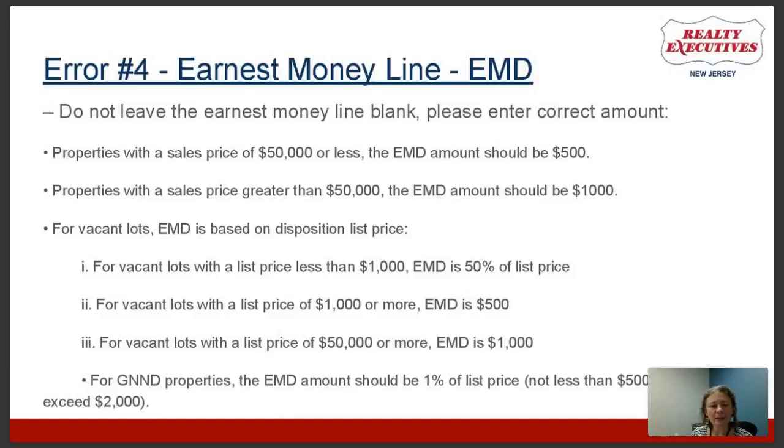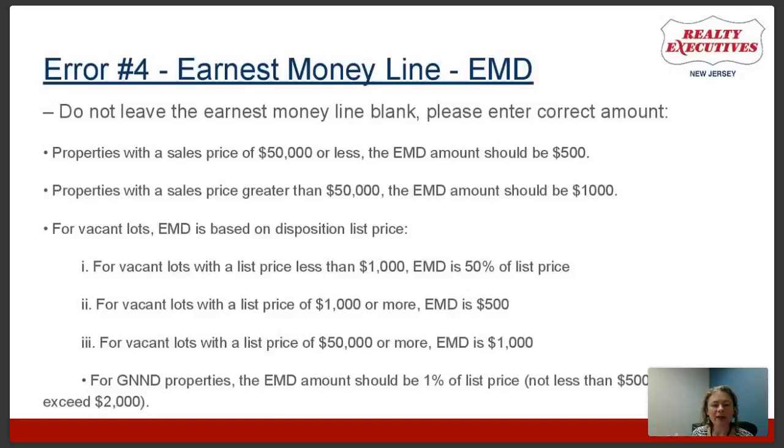Vacant land, because sometimes they have different prices. For vacant lots with a listing price less than $1,000, the escrow or earnest money deposit has to be 50% of the listing price. And for anything over $1,000 sales price, it's $500. And again, for the sale price of a vacant lot more than $50,000, then it has to go to $1,000.